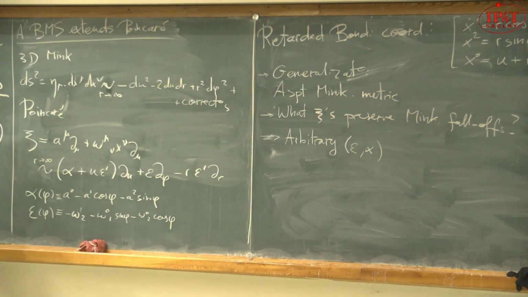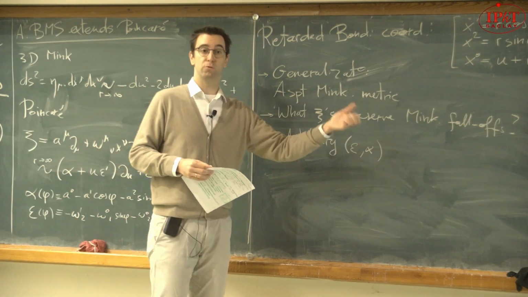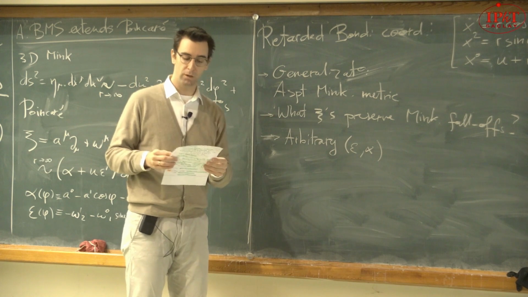So this is an infinite dimensional extension of the Poincaré symmetry. Poincaré was 6-dimensional because you have 3 translations and 3 Lorentz. Here you have infinitely many abelian transformations alpha and infinitely many reparametrizations of the circle generated by epsilon.